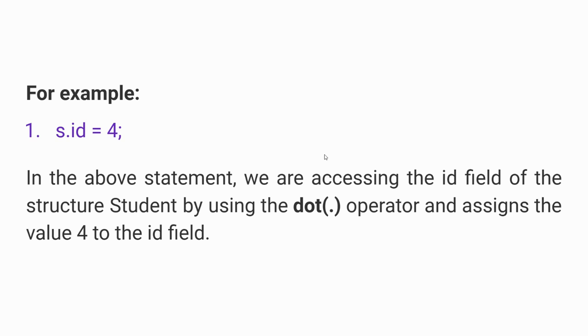For example, s dot id equal to 4. In the above statement, we are accessing the id field of the structure student by using the dot operator and assigning the value 4 to the id field.